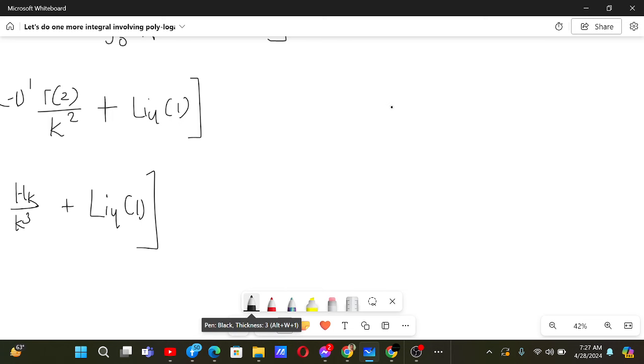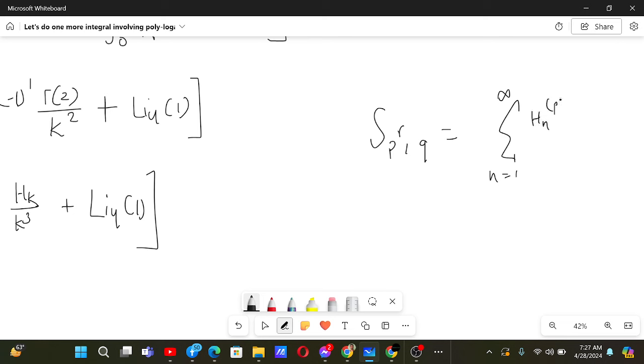In the Euler sum notation, S of p to the power r comma q is the sum from n equals 1 to infinity of Hn of order p raised to power r, divided by n to the power q. This is Euler sum notation, and we already have the formulas for sums of this form, the sum from n equals 1 to infinity of Hn by n to the power q, so basically S of 1 comma q.